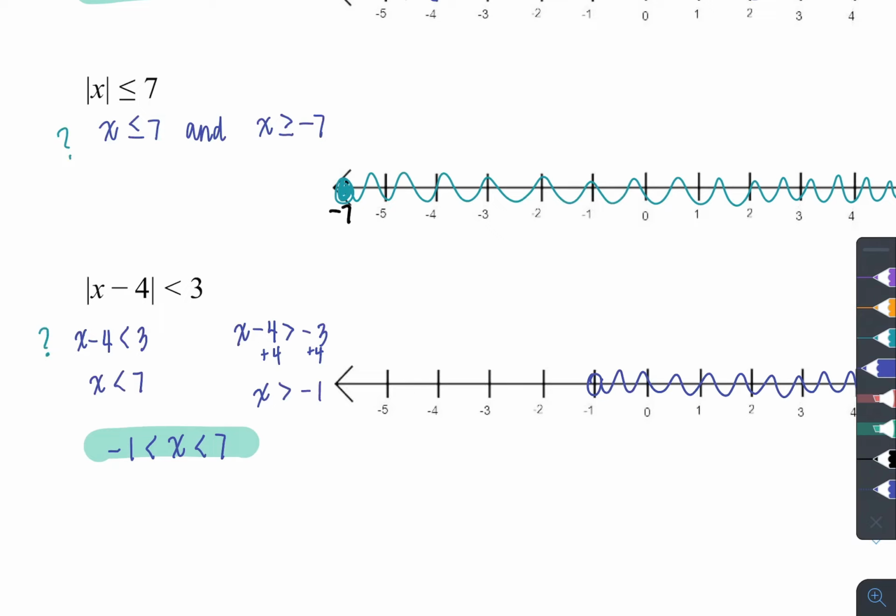On this last one, I forgot to say it, but you could have written it as x is between -7 and 7.